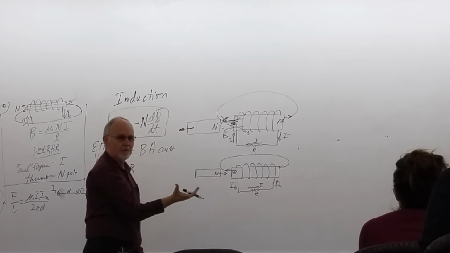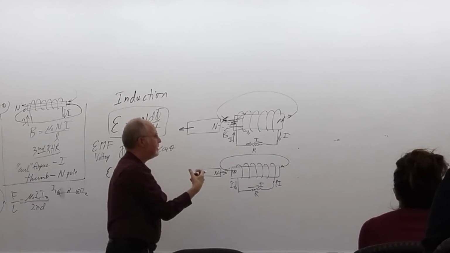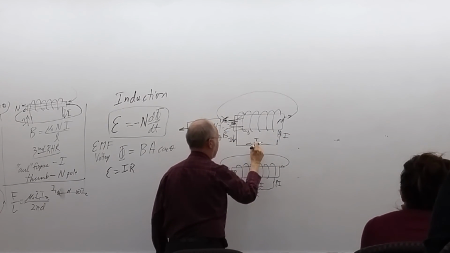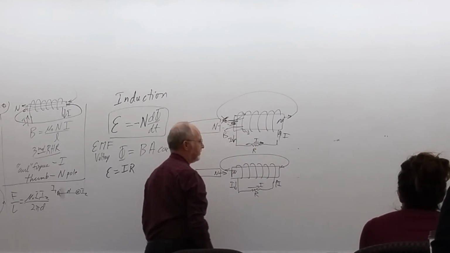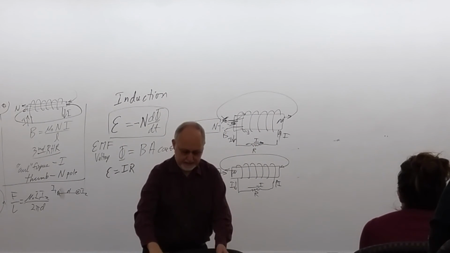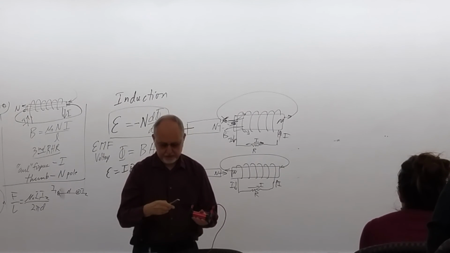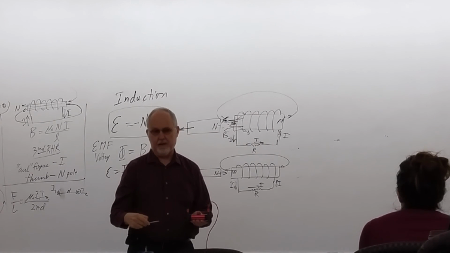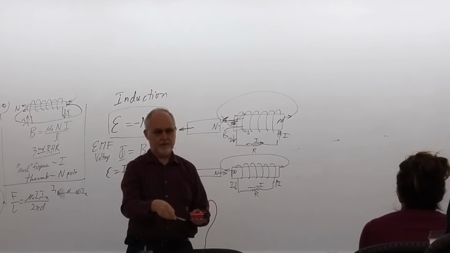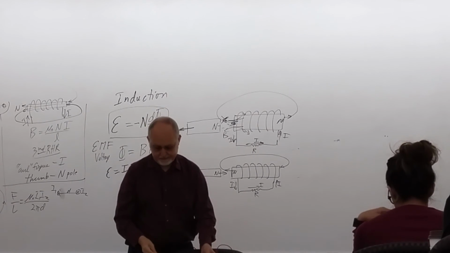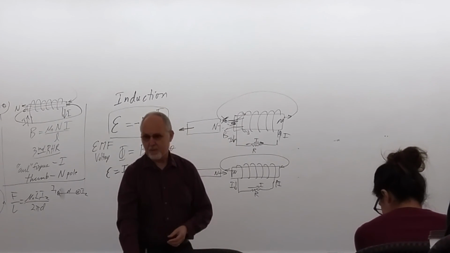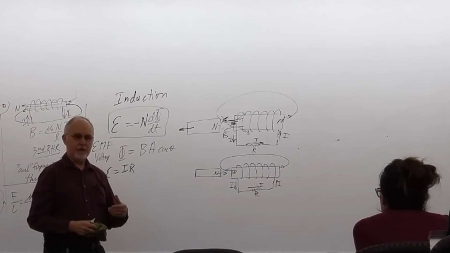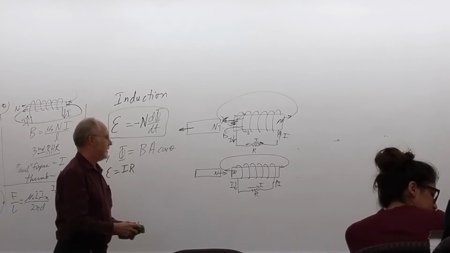thumb to the right, fingers are coming back to front, which means it's going this way, and then this way, and now that way. And that's what's happening when you push the north pole in, and it goes to the right, and you pull it out, and it goes to the left on this galvanometer. All of that relates to what's called Lenz's law, that negative sign in the equation. It's opposing the changing flux.